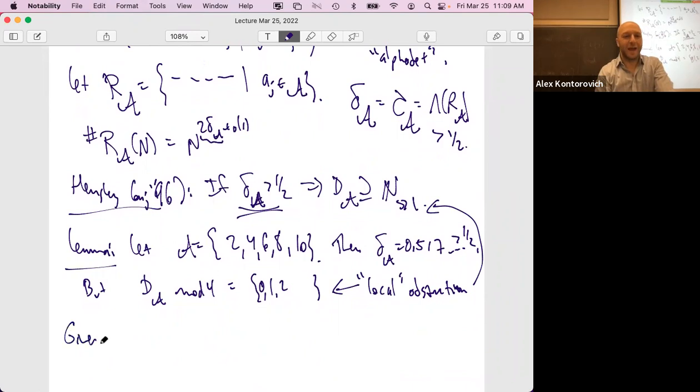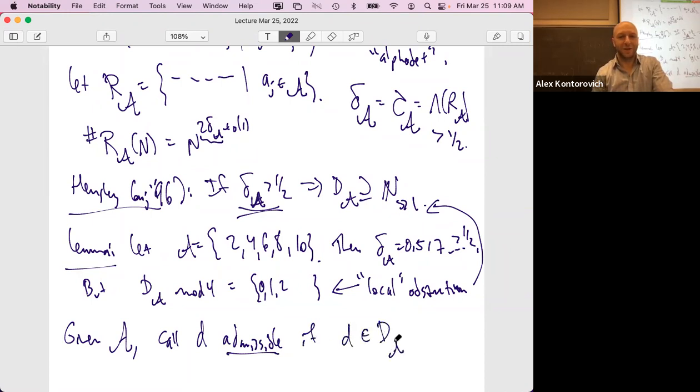So given an alphabet A, we call a number D admissible if D is in the reduction of dA mod Q for all Q. If there are no local obstructions for that denominator, for that alphabet. So every alphabet has some set of local obstructions. Now this looks like a really bad condition, right? Because I don't know what dA is, and now I'm saying I'm going to look at dA mod Q for all Q. This seems impossible to check.